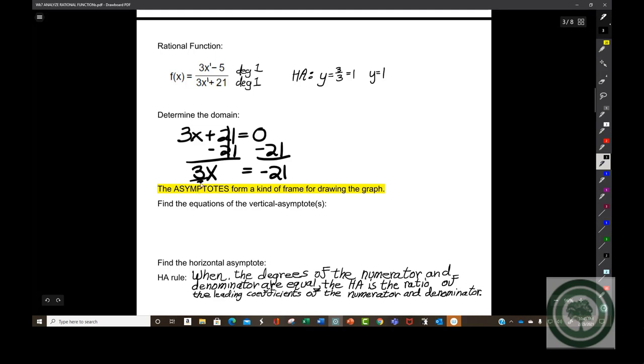Okay, I'm going to divide by 3. And I'm going to divide by 3. And what that will give me is x equals, I'm writing way too big. Excuse me a minute.